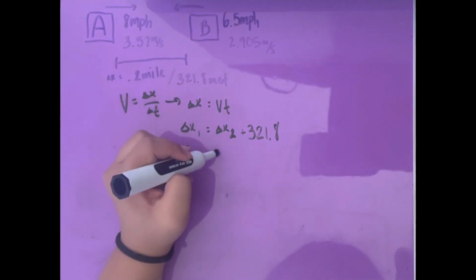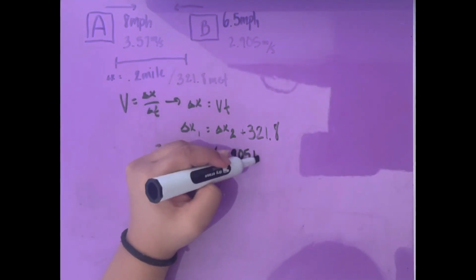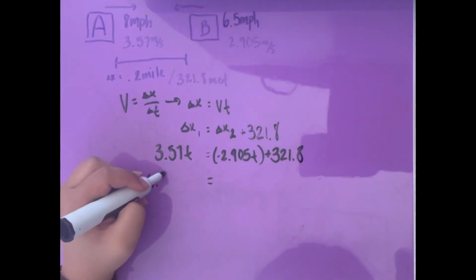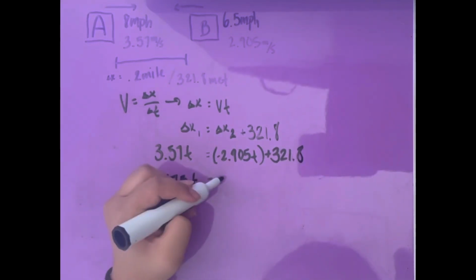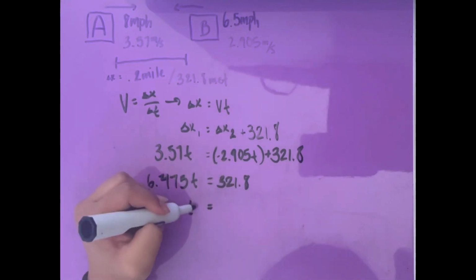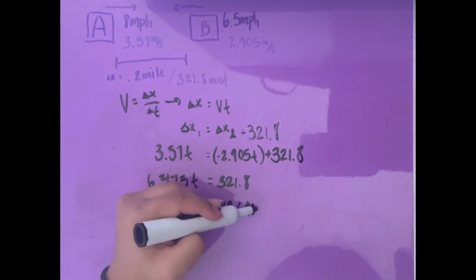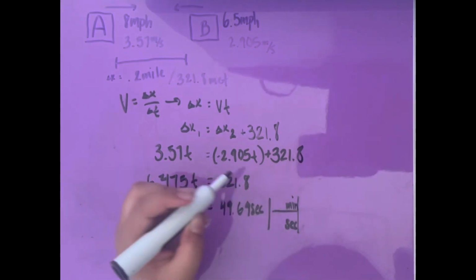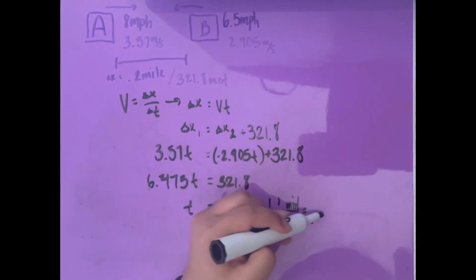So we plug in x using the first equation, and we calculate the math, and the time is 49.69 seconds, but we have to convert that into minutes. So divide it by 60, which gives us 0.82 minutes.